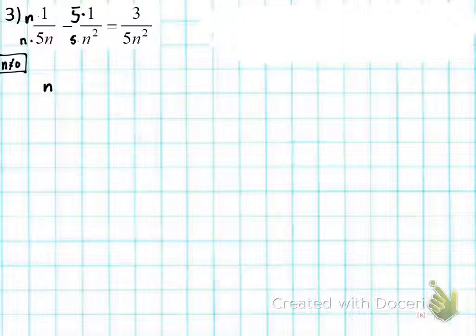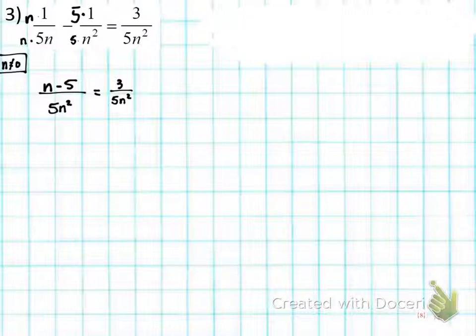So now our numerator, our first one is going to be n times 1, which is n. And then we got negative 1 times 5. What's negative 1 times 5? Negative 5. New common denominator 5n squared is equal to 3 over 5n squared. Okay, so do we have a fraction equal to a fraction now? Yeah, we do. So now we could cross multiply.